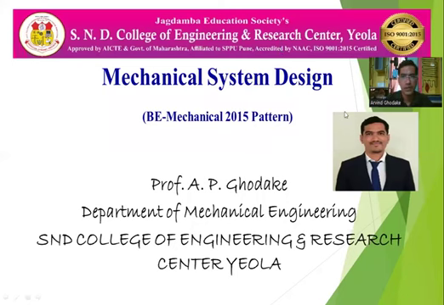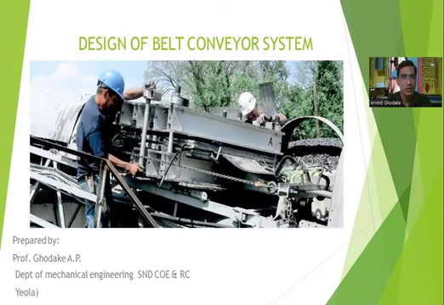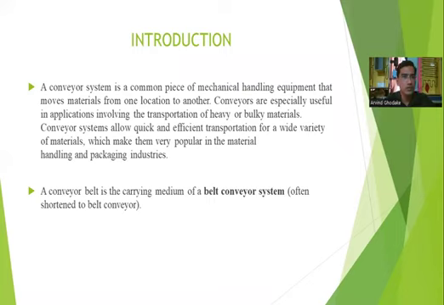So today we will learn the design of a belt conveyor system for material handling. So a belt conveyor system is a mechanical device used to transport material from one place to another place for a certain length. The conveyor is a common piece of mechanical handling equipment that moves material from one location to another.